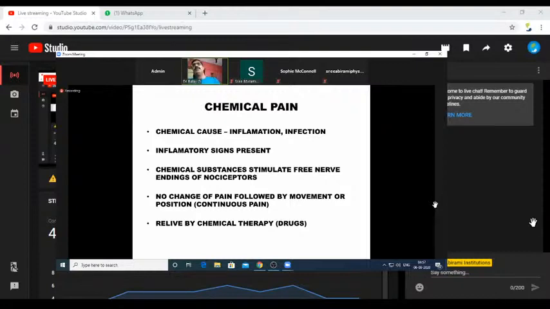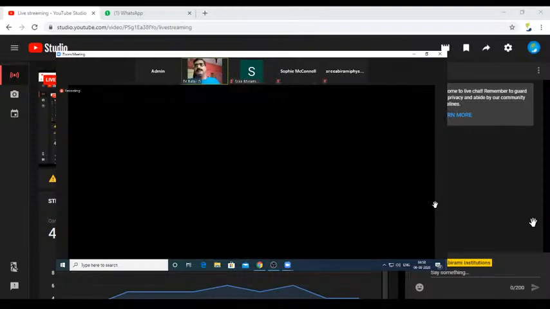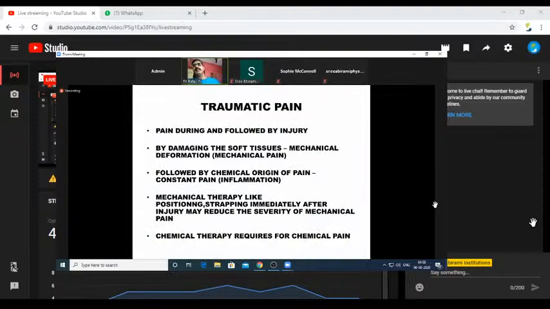For chemical pain, take a patient who has inflammatory joints, for example ankylosing spondylitis. For those people, if the inflammation is present and active, at that time mechanical therapy is definitely contraindicated. So we'll see what traumatic pain is.